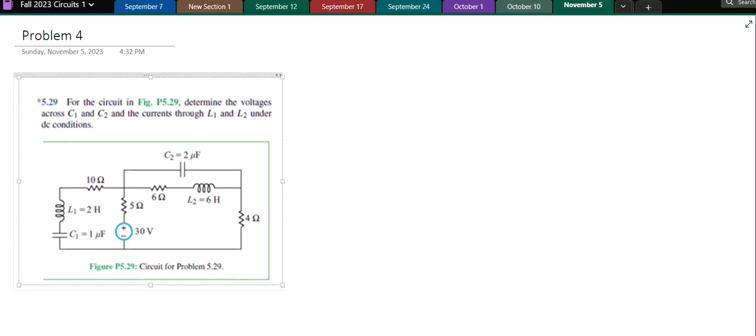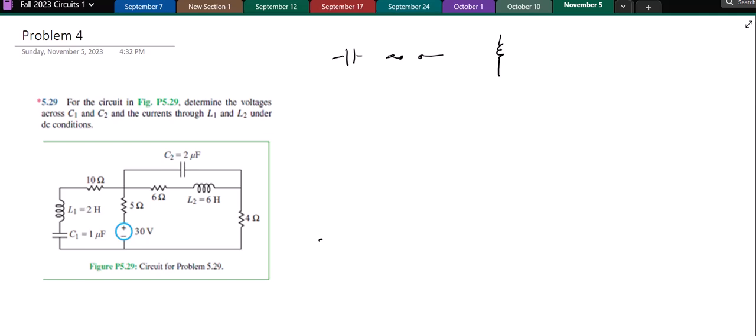So this problem is very similar to one you have in your homework. I think you were assigned 528. This is 529. You're supposed to determine the voltages across C1 and C2 and the currents through L1 and L2 under DC conditions. So what I'm going to do is redraw the circuit, and replace the capacitors with open circuits, and replace the inductors with short circuits because that's how they act under DC conditions, and then we'll analyze it from there.